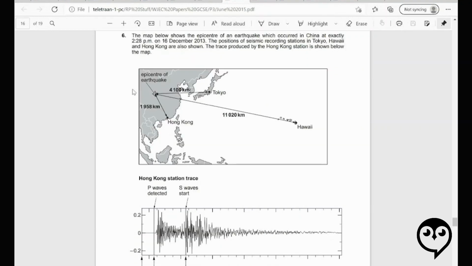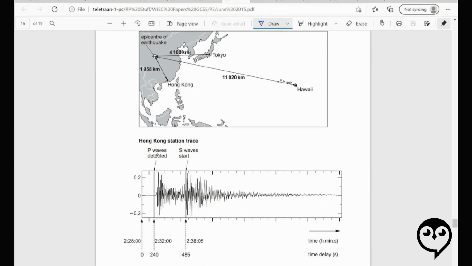Let's move on. Okay, another seismic wave question here. This is very typical. We've got an earthquake that occurred in China. They give you the time, the position of the seismic recordings, Tokyo, Hawaii, and Hong Kong. A trace produced by the Hong Kong station is shown below.